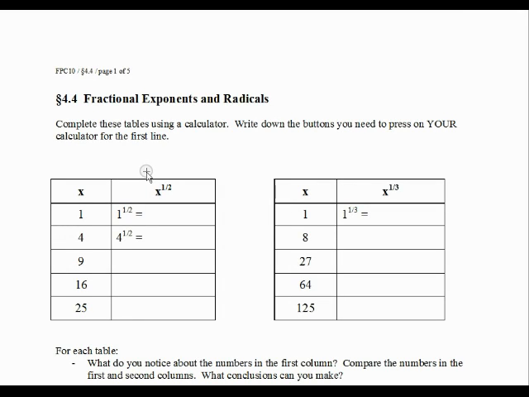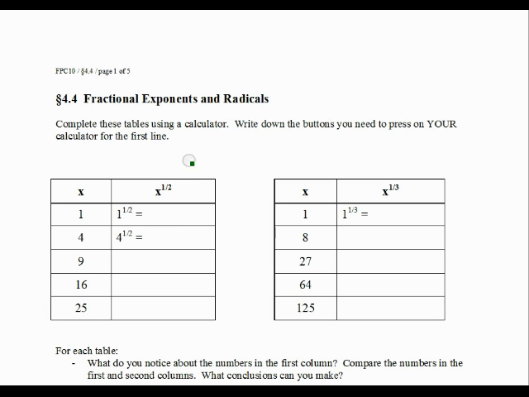Okay, hi, I'm going to do section 4.4 on fractional exponents and radicals, but I'm going to warn you, I'm really tired. I've been messing around with this computer for 2 hours trying to get this to work, so I'm just going to run right through this, and I'm going to leave any errors, unless they're really egregious.